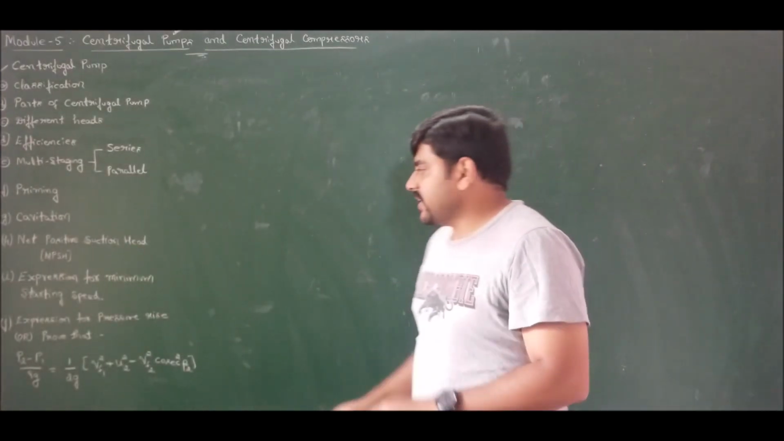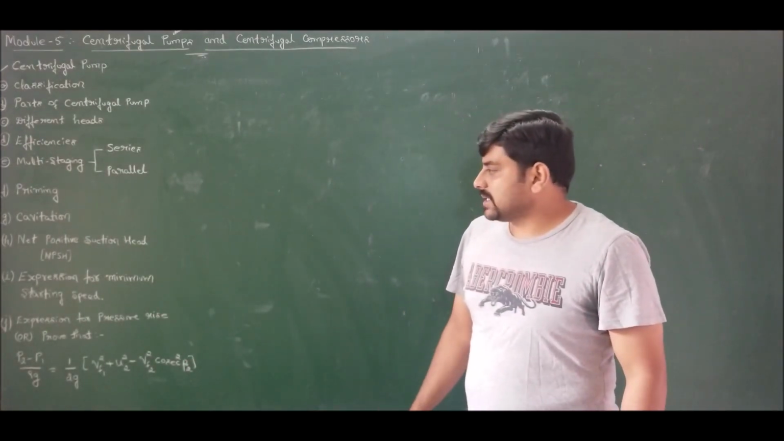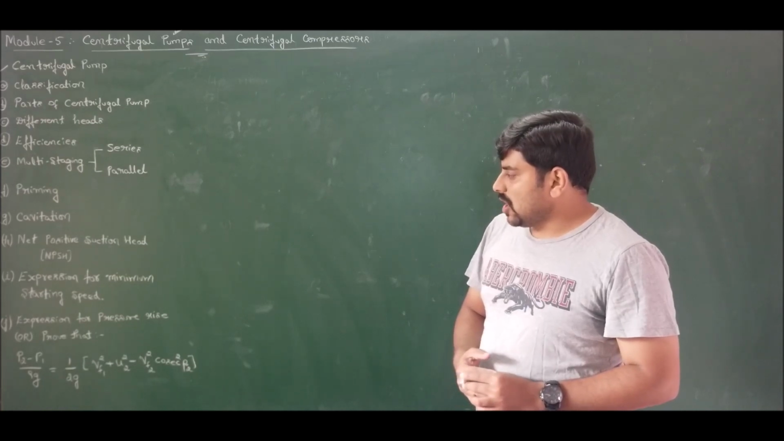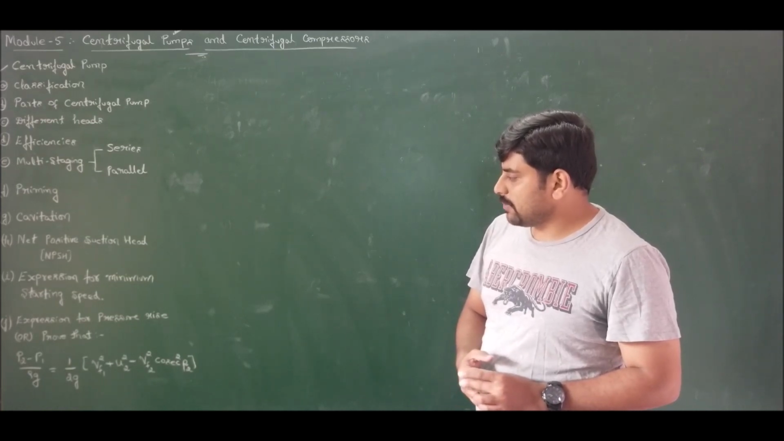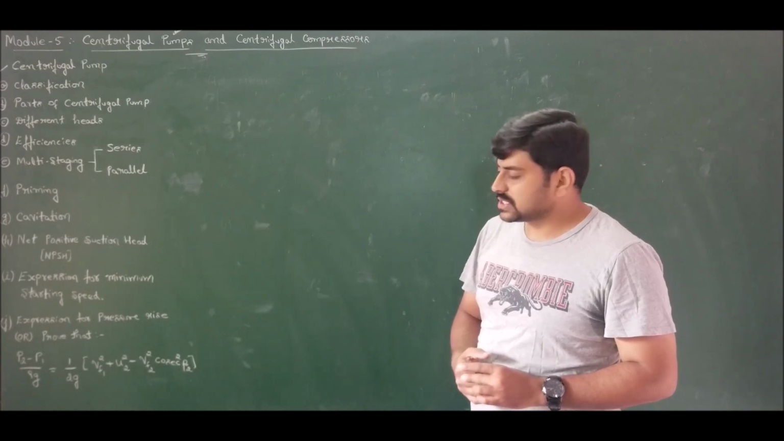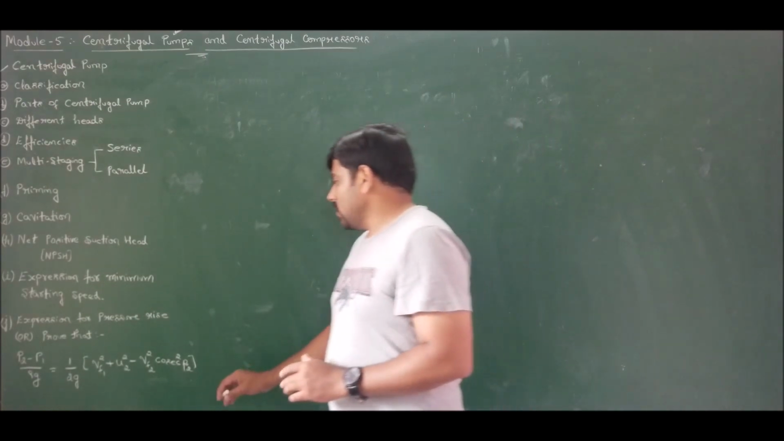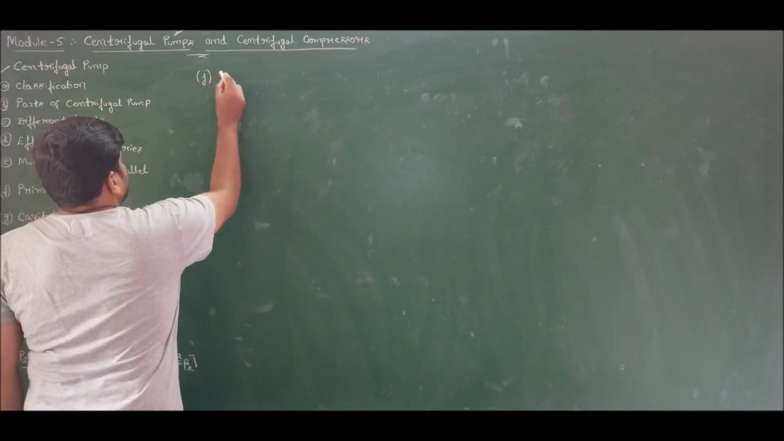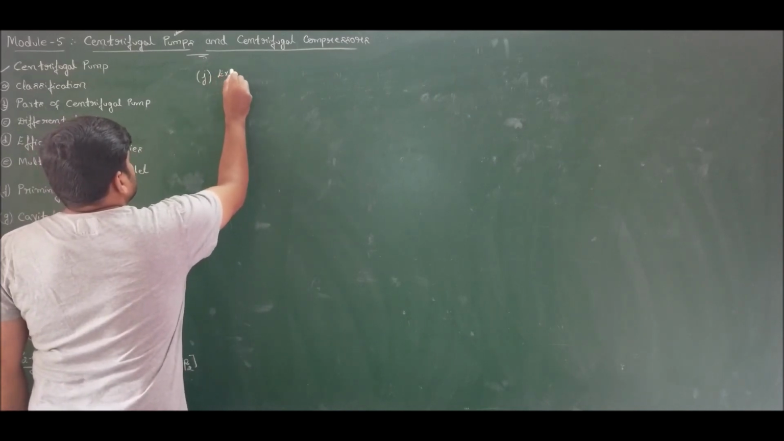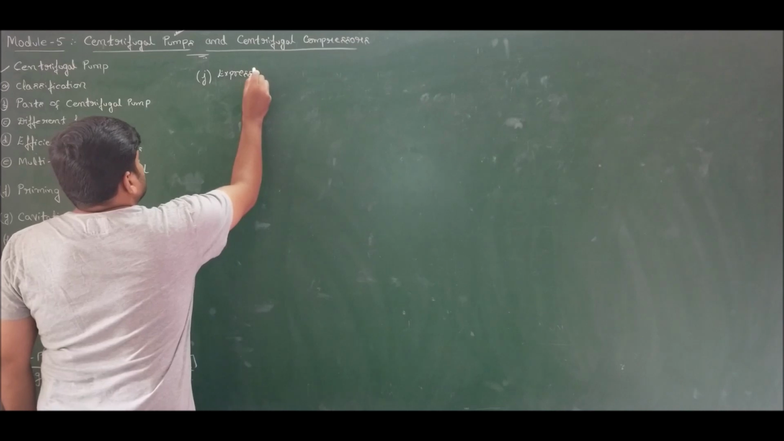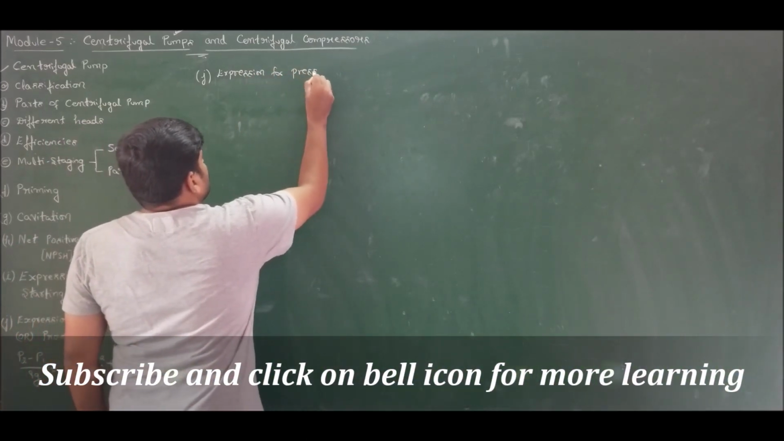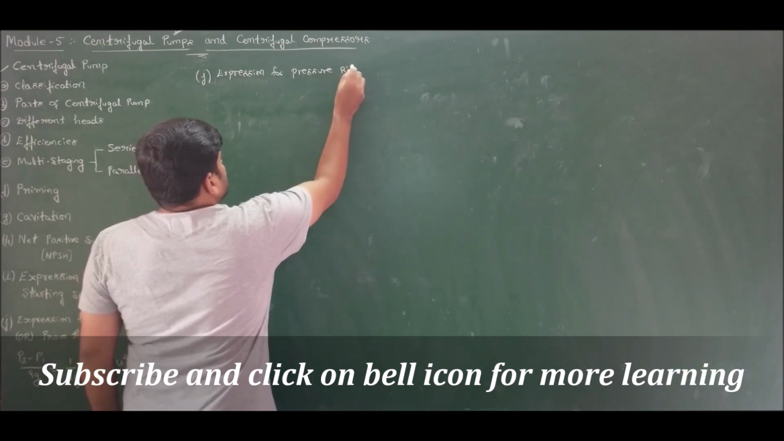Next, moving to the final topic, that is expression for pressure rise, or prove that (P2 minus P1) by rho g is equal to 1 by 2g of Vf1 square plus U2 square minus Vf2 square cosec square beta 2. So I want to prove this expression. Let us prove it, the expression for pressure rise.